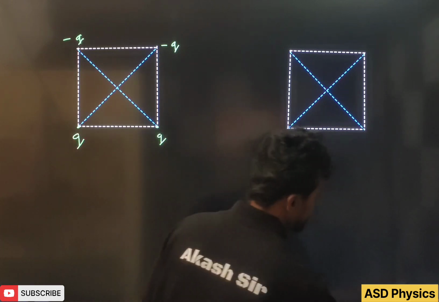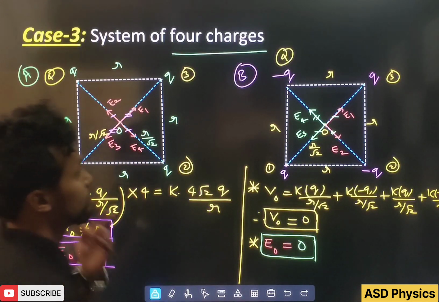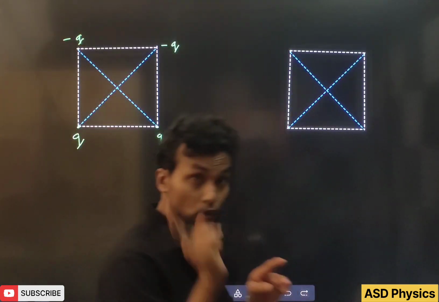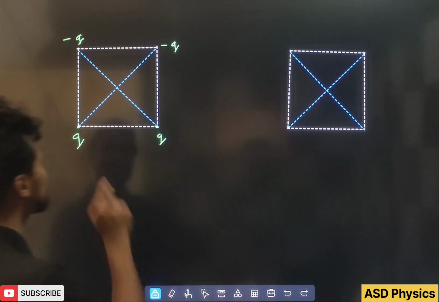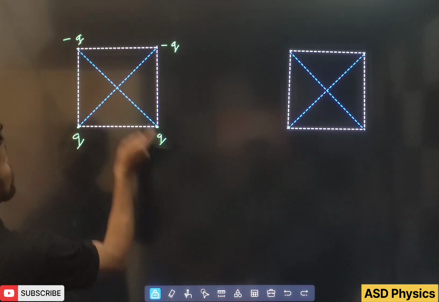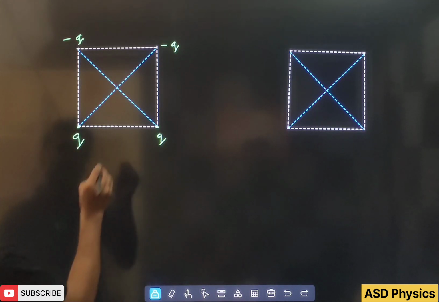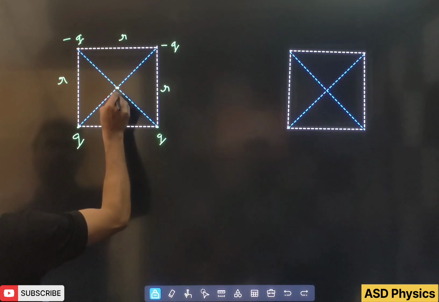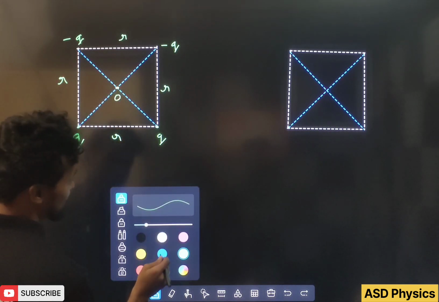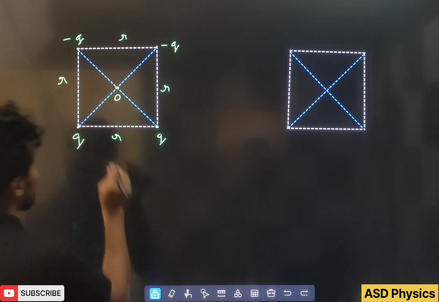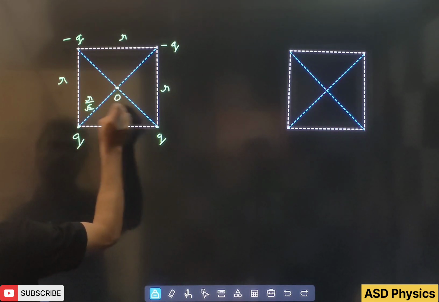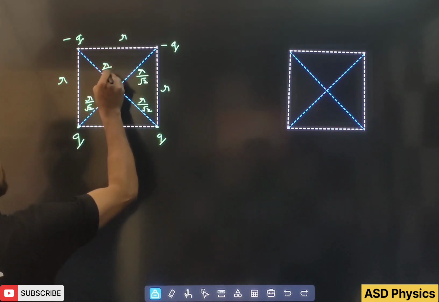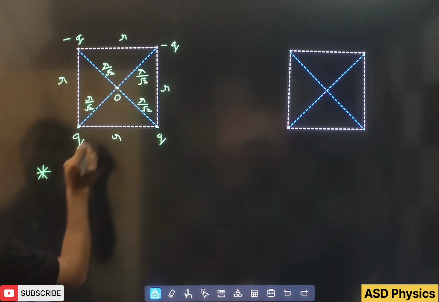See, are both situations the same or different? Q, minus Q, Q, minus Q, minus Q, minus Q opposite, Q, Q opposite. Means Q opposite, minus Q opposite. But see here what I have taken: Q, minus Q opposite, Q, minus Q opposite. That means a different situation, because configuration matters a lot. Maybe this looks somewhat similar, you have to just see it again, then you can understand very well. These distances are all R by root 2.